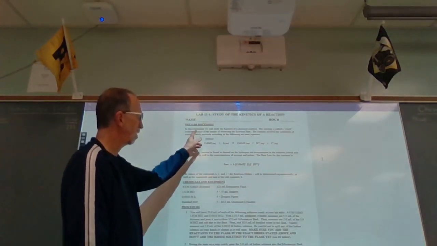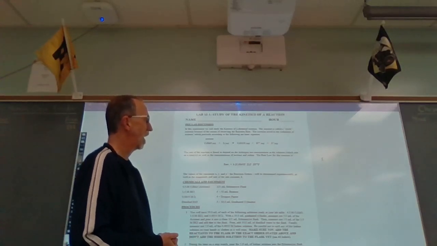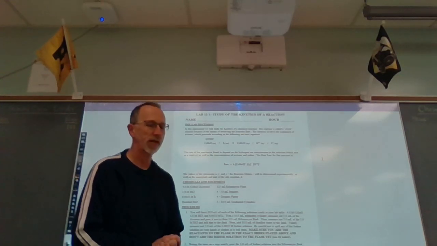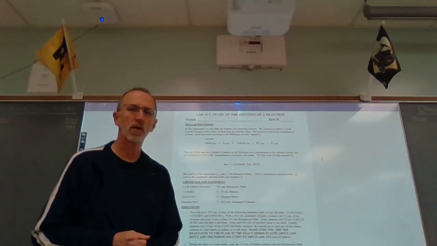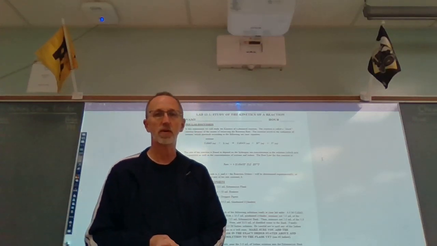So in this experiment, we'll study the kinetics of a chemical reaction. This reaction is called a clock reaction because of the means of observing the reaction rate. I think I mentioned this before in class, but the very first day of school back in August, we did a lab that actually involved reaction rates, and that was a clock reaction also.